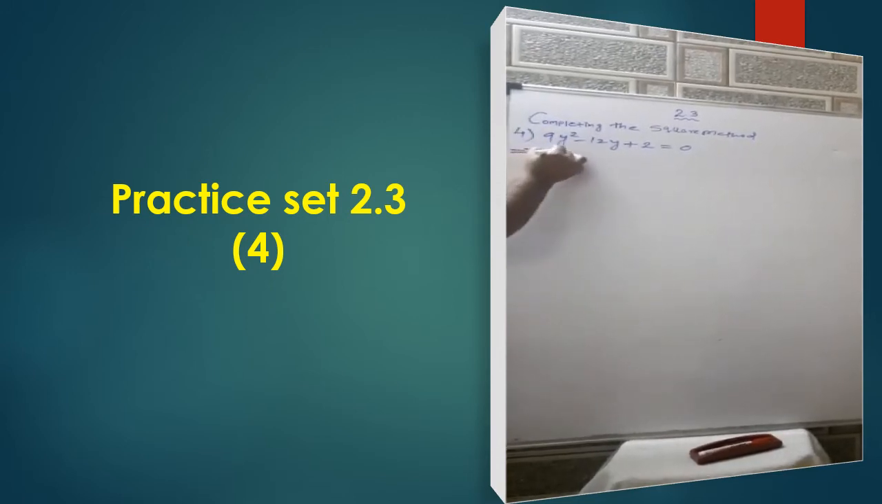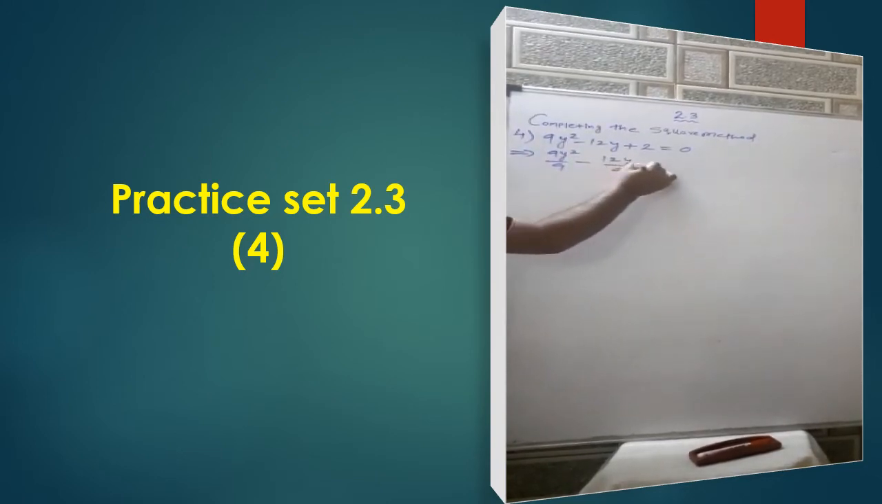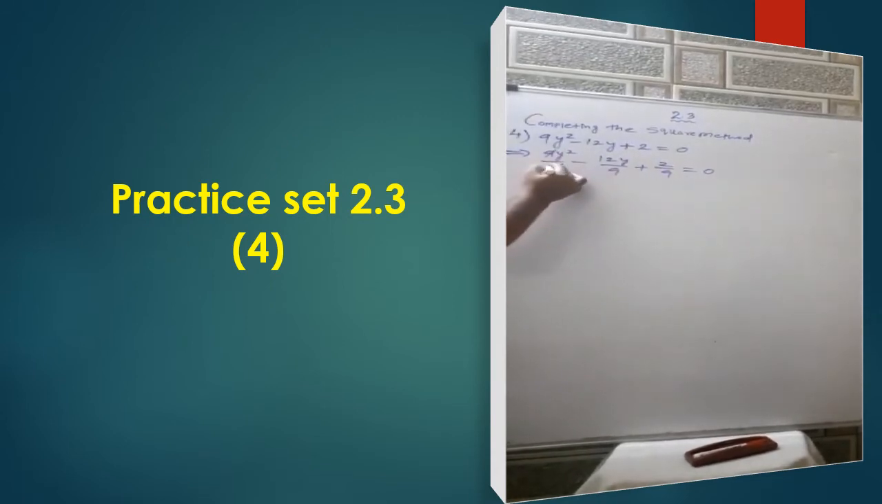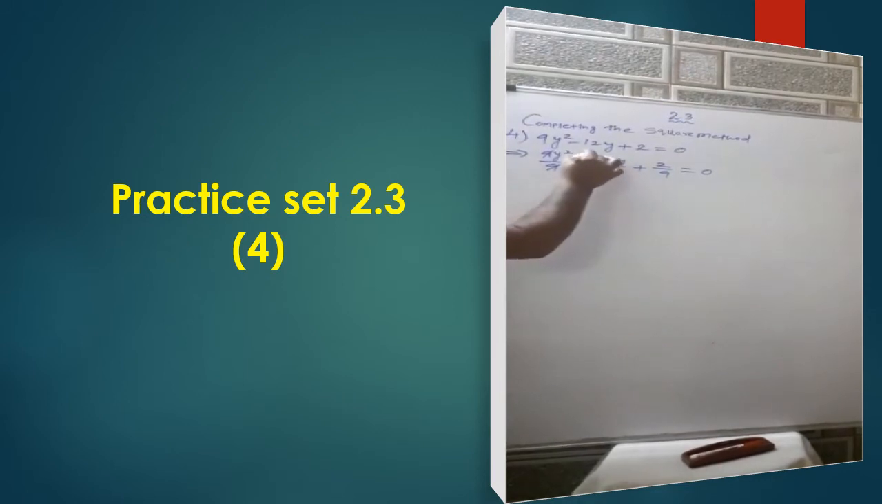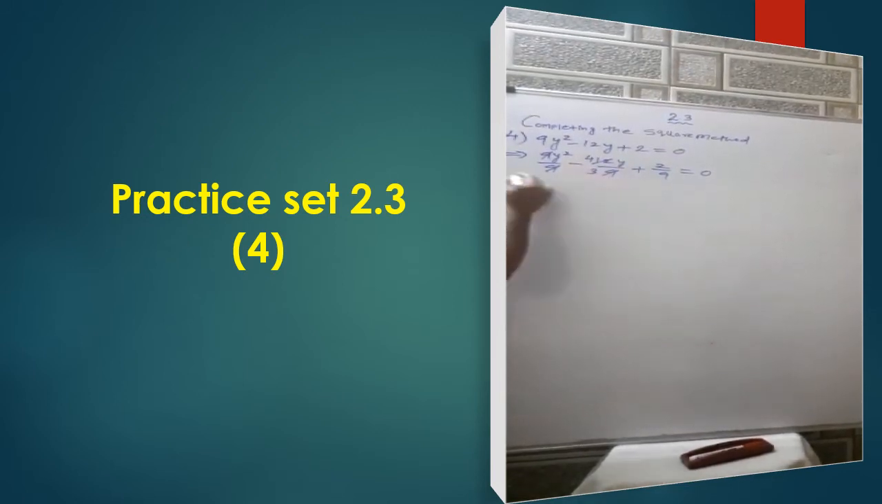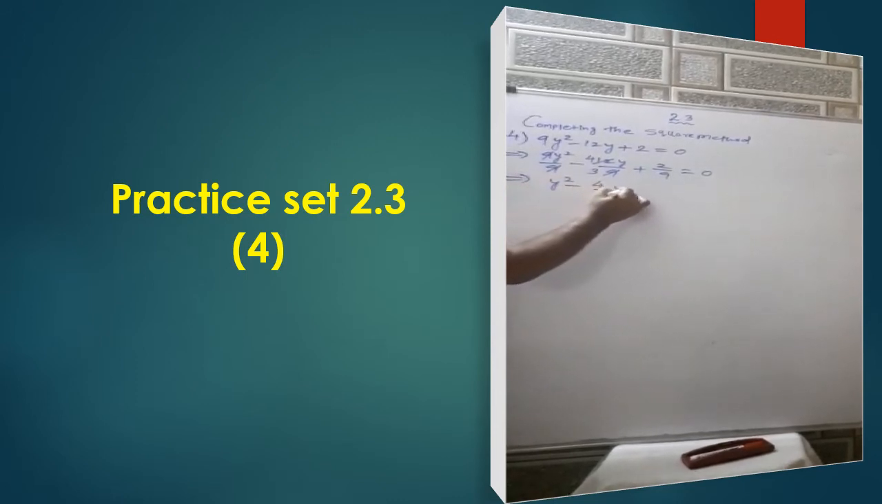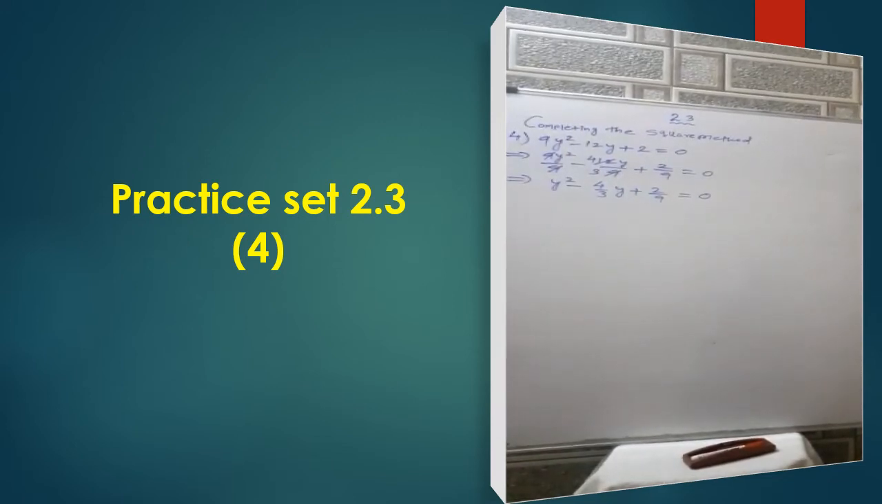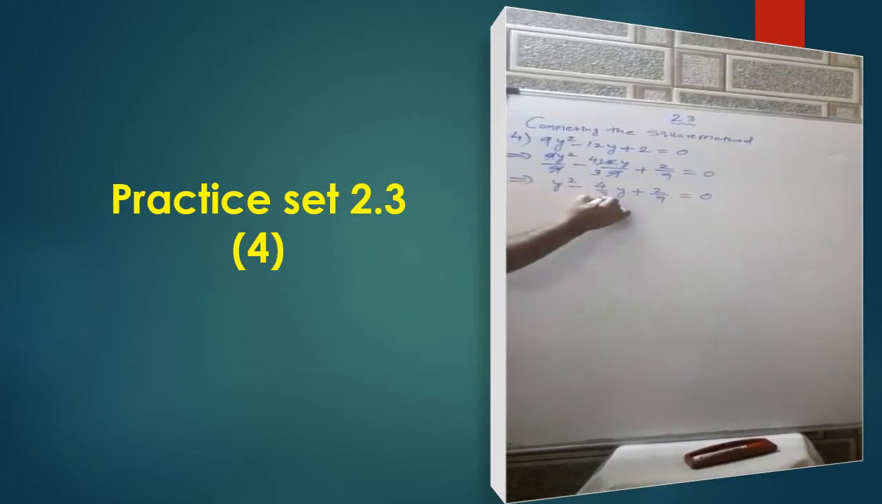So we divide this one with the 9, this one with the 9, and this also with the 9. Now 9 and 9 get cancelled. 9 and 12 are cancelled with the 3 table, so you get 4 and 3. So you get y square minus 4 upon 3 y plus 2 upon 9 equals to 0. Now see the coefficient of the middle term. Here it is given minus 4 upon 3.